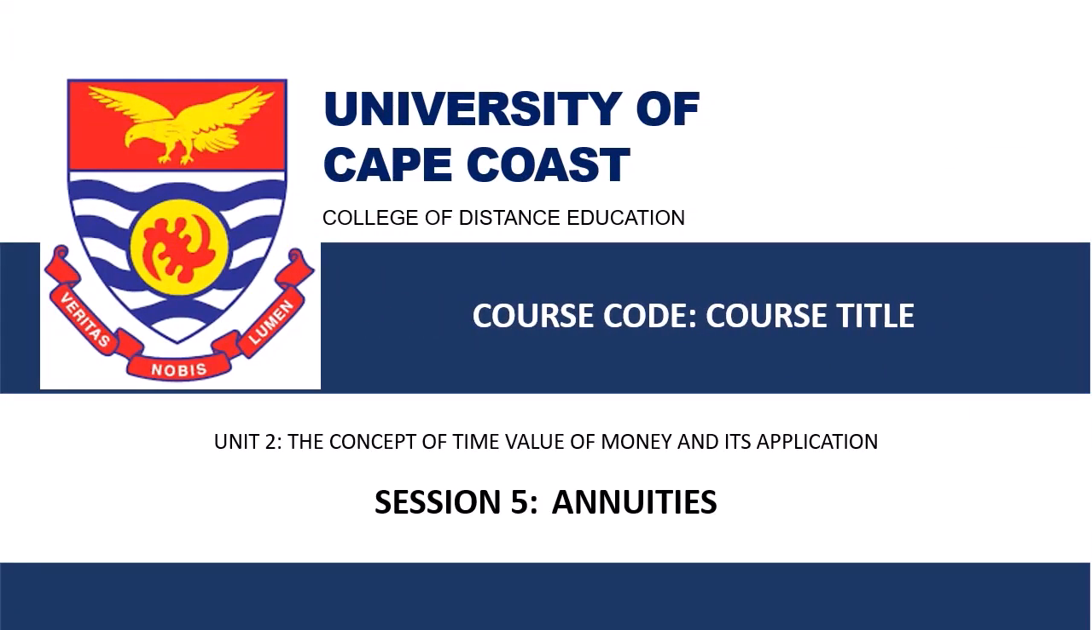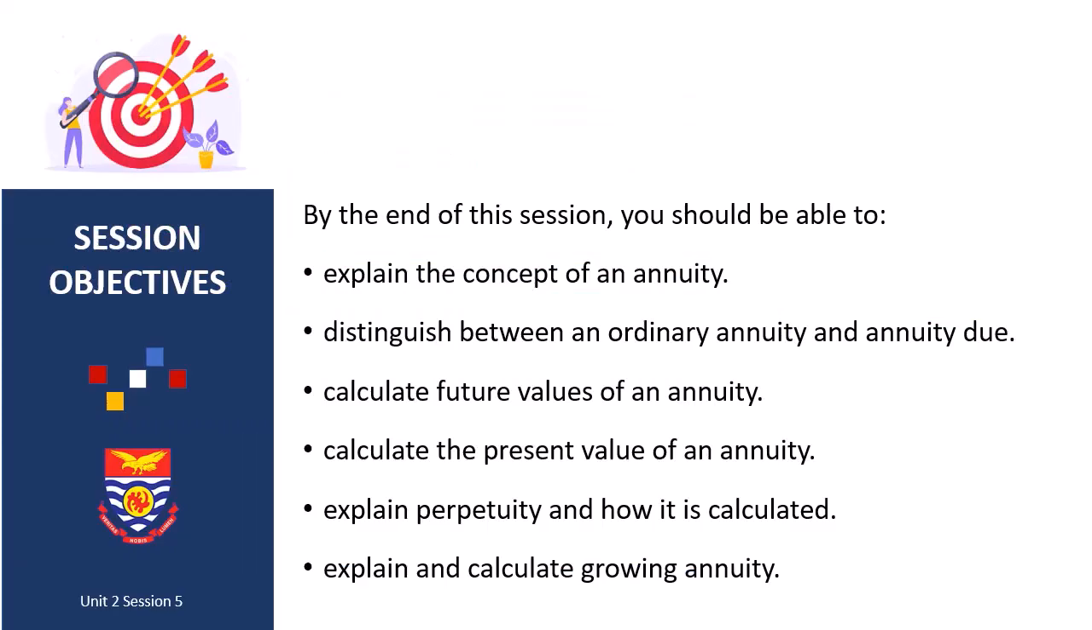To section 5 of unit 2, and we are looking at annuities. By the end of this section, you should be able to explain the concept of an annuity, distinguish between an ordinary annuity and annuity due, calculate future values of an annuity, calculate the present values of an annuity, explain perpetuity and how it is calculated, and explain and calculate growing annuity.